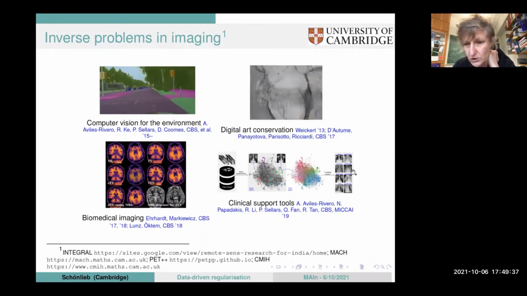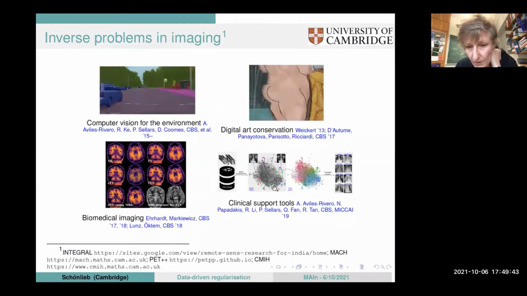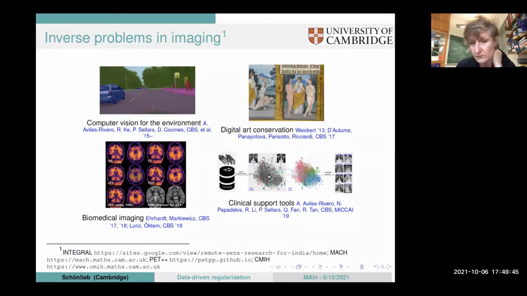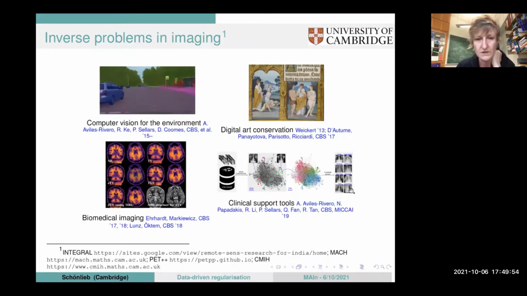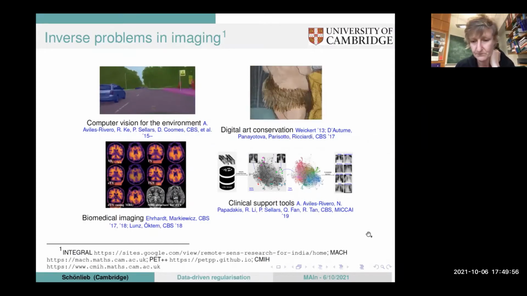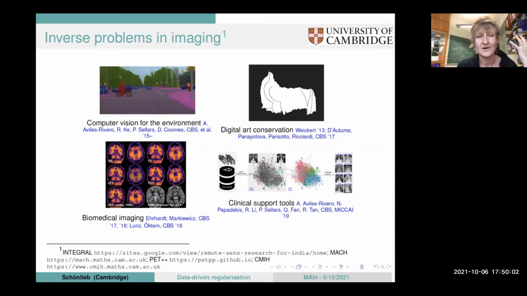In this case, these are pathologies of abdominal X-rays. And so again, you can think of this as an inverse problem where the quantity you're interested in computing is the label of a particular image. So you're given an image, you want to know what the label is. And the beauty of inverse problems in imaging is that they are extremely diverse, as you can see here.